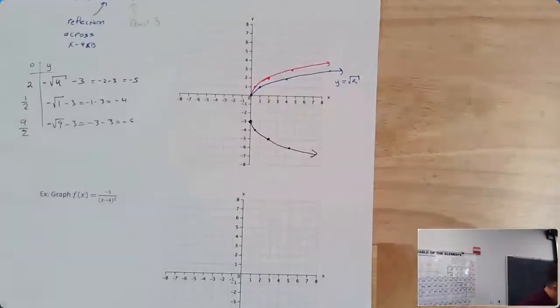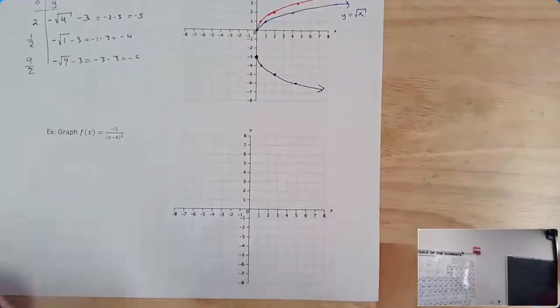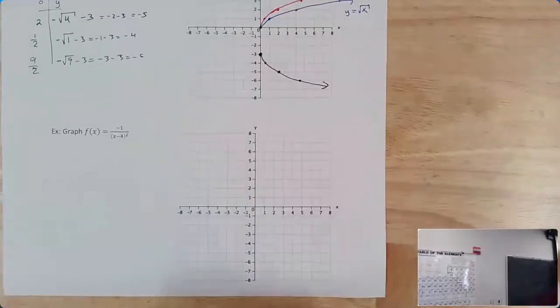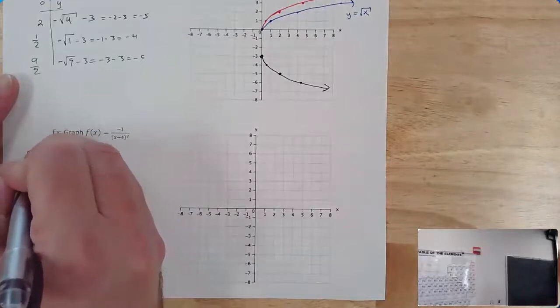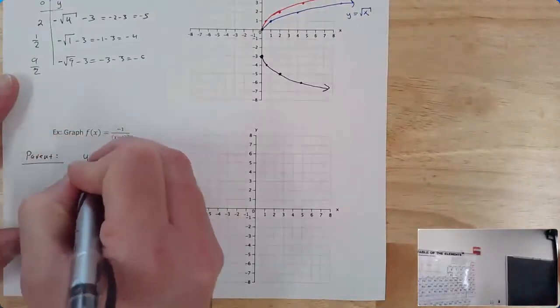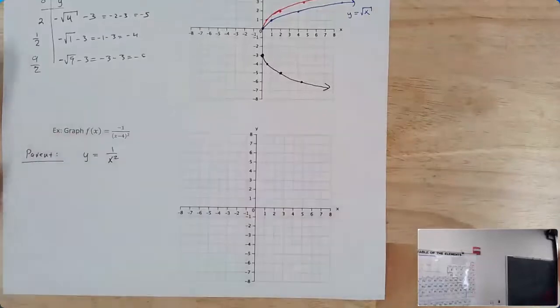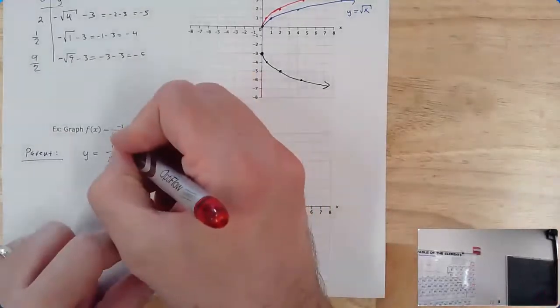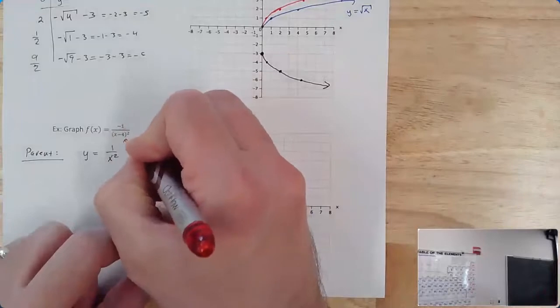Okay. So looking at negative 1 over X minus 4 squared, first, I'm going to think about what the parent graph is. And the parent graph here is 1 over x squared. So the minus 4 is going to shift us left or right? Oh, left, right? That's my left. To the right, obviously. Maybe not obviously, but it is to the right. So that's going to shift us to the right by 4.